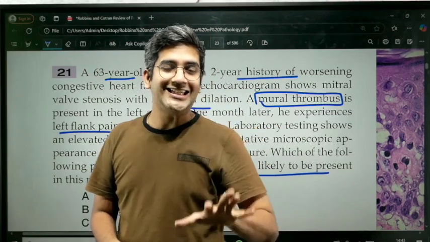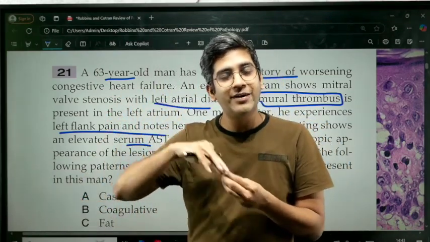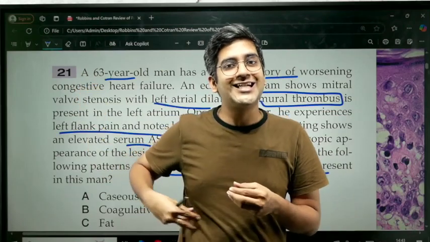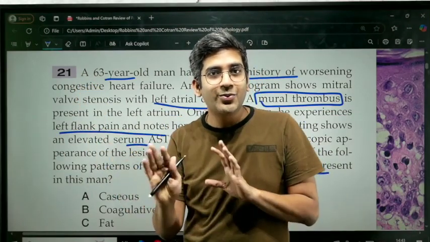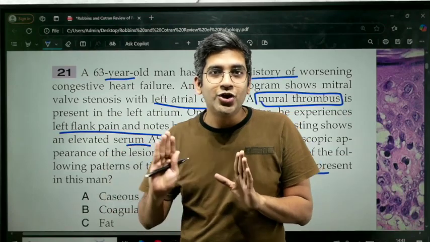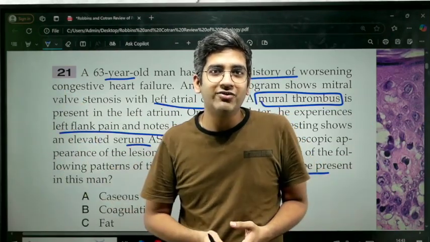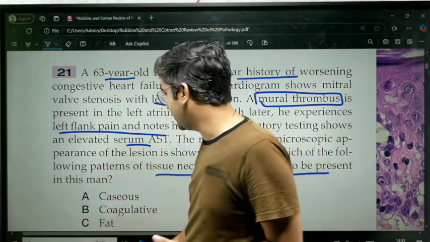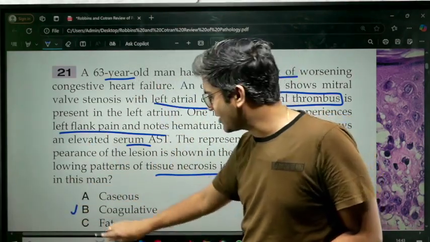So it's a clear-cut case of a patient with heart failure with a mural thrombus that embolized and got stuck in the kidney. I know it's the kidney because of loin pain and hematuria. The question is, what type of necrosis will you have in a renal infarct? Any solid organ infarct except brain has to be coagulative necrosis. That's all. The answer will be B only. It will not change.